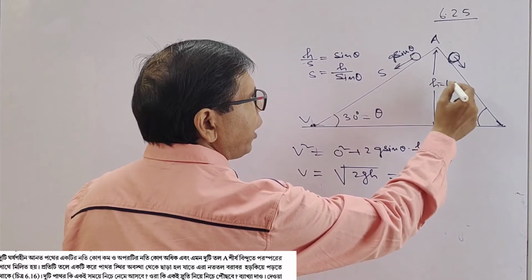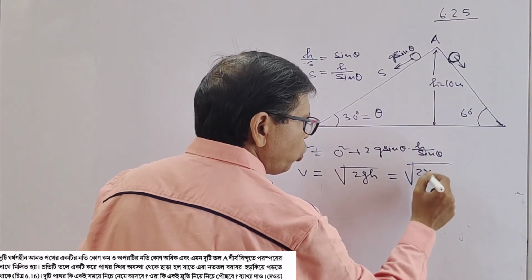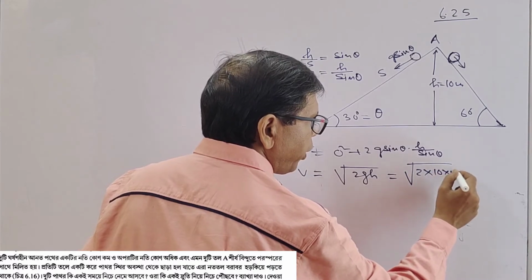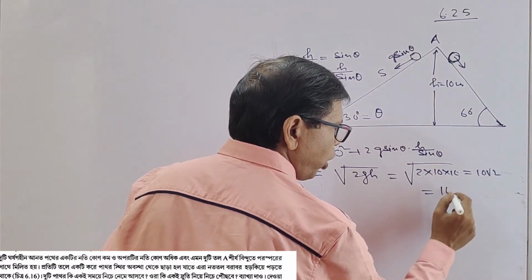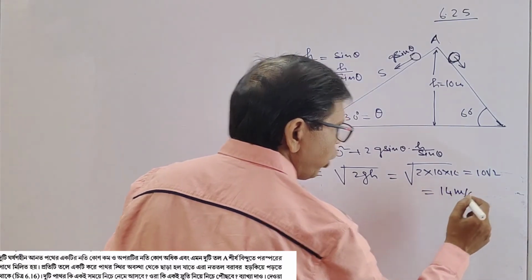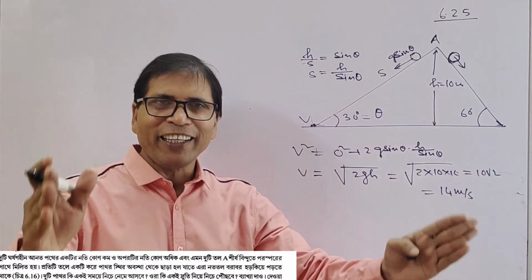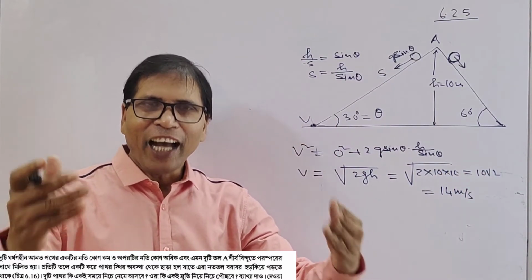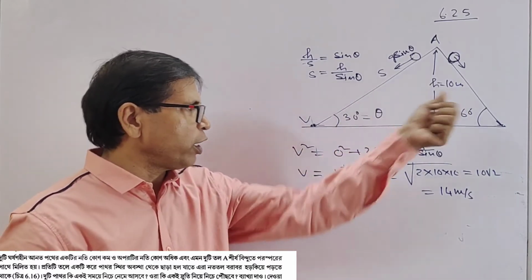Here h = 10 meters, therefore v = √(2 × 10 × 10), which is 10√2, almost 14 meters per second. So the velocity at the bottom of both bodies is 14 meters per second. Now we have to calculate the time of fall of these two bodies.